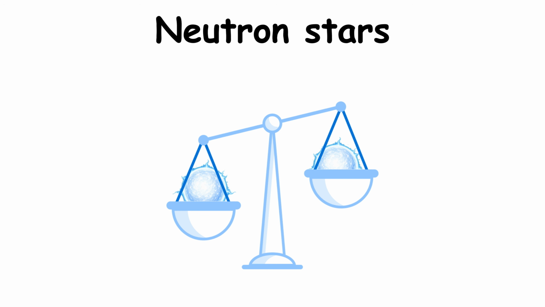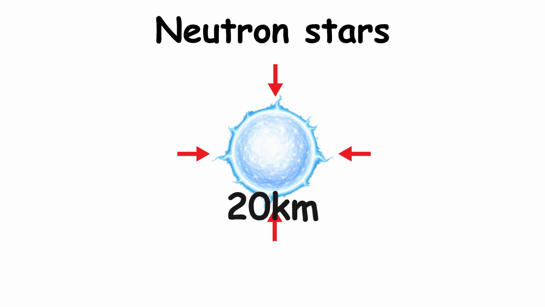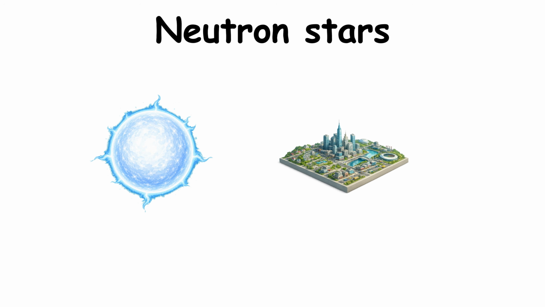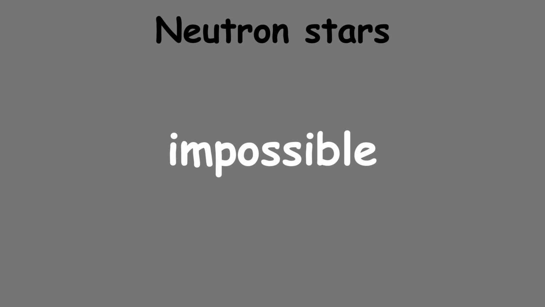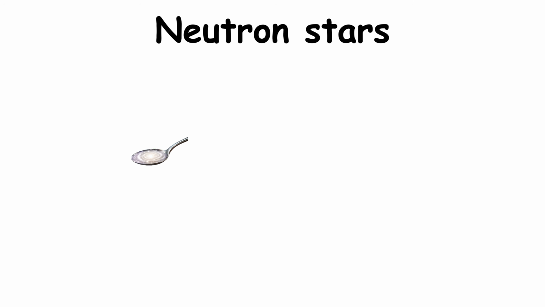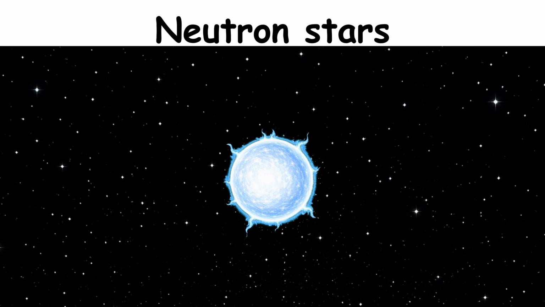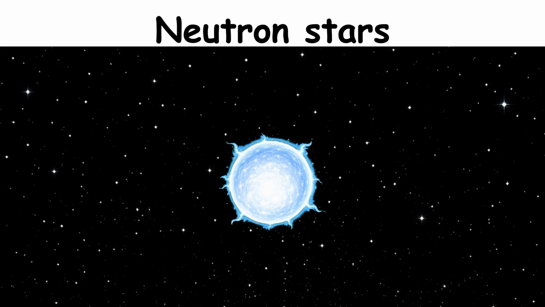Although neutron stars contain up to twice the mass of the Sun, they are compressed into spheres only about 20 kilometers across, roughly the size of a large city. Their density is almost impossible to comprehend. A single teaspoon of neutron star material would weigh around 1 billion tons on Earth. Many also rotate at extraordinary speeds, completing several rotations every second.